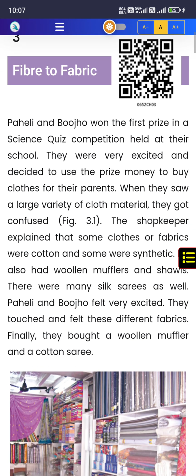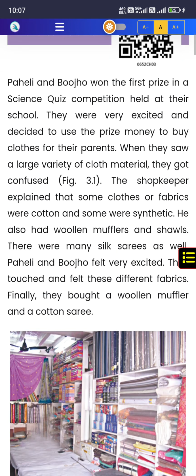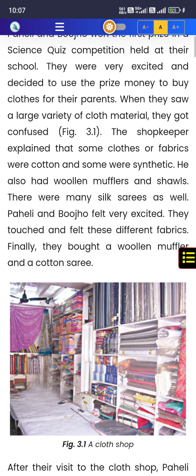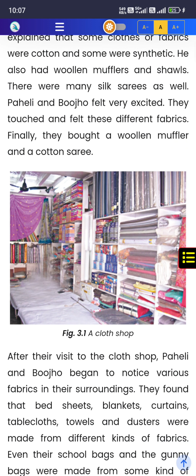When they saw a large variety of cloth material, they got confused. The shopkeeper explained that some clothes or fabrics were cotton and some were synthetic. He also had woolen mufflers and shawls. There were many silk saris as well. Paheli and Bujo felt very excited. They touched and felt these different fabrics. Finally, they bought a woolen muffler and a cotton sari.